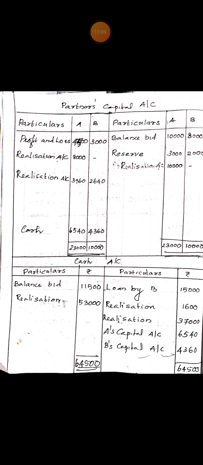Cash account credit side, A's capital account 6,540, B's capital account 4,360. These two amounts are the capital account balances of A and B respectively, 6,540 and 4,360. Next, cash account. Balancing of cash account: debit side total 64,500, credit side total 64,500, same amount.